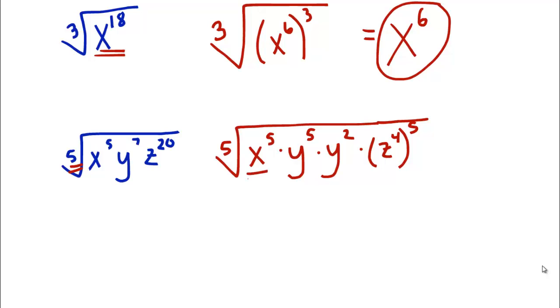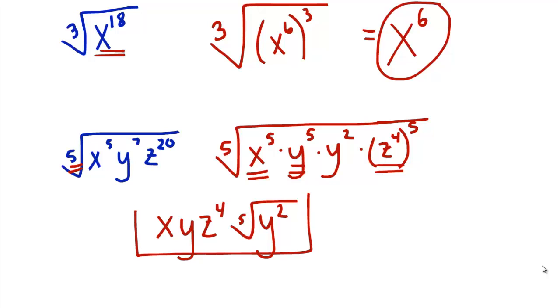5th root of x to the 5th is just x. 5th root of y to the 5th is just y. 5th root of z to the 4th to the 5th is z to the 4th. What's left over inside the radical symbol? Just that y squared. I guess I didn't need to make that so big. And we've simplified it. Notice the factors that came outside of the radical symbol were the factors that had the 5th power. And then the y squared was kind of trapped inside because we couldn't simplify it as powers of 5 any further.